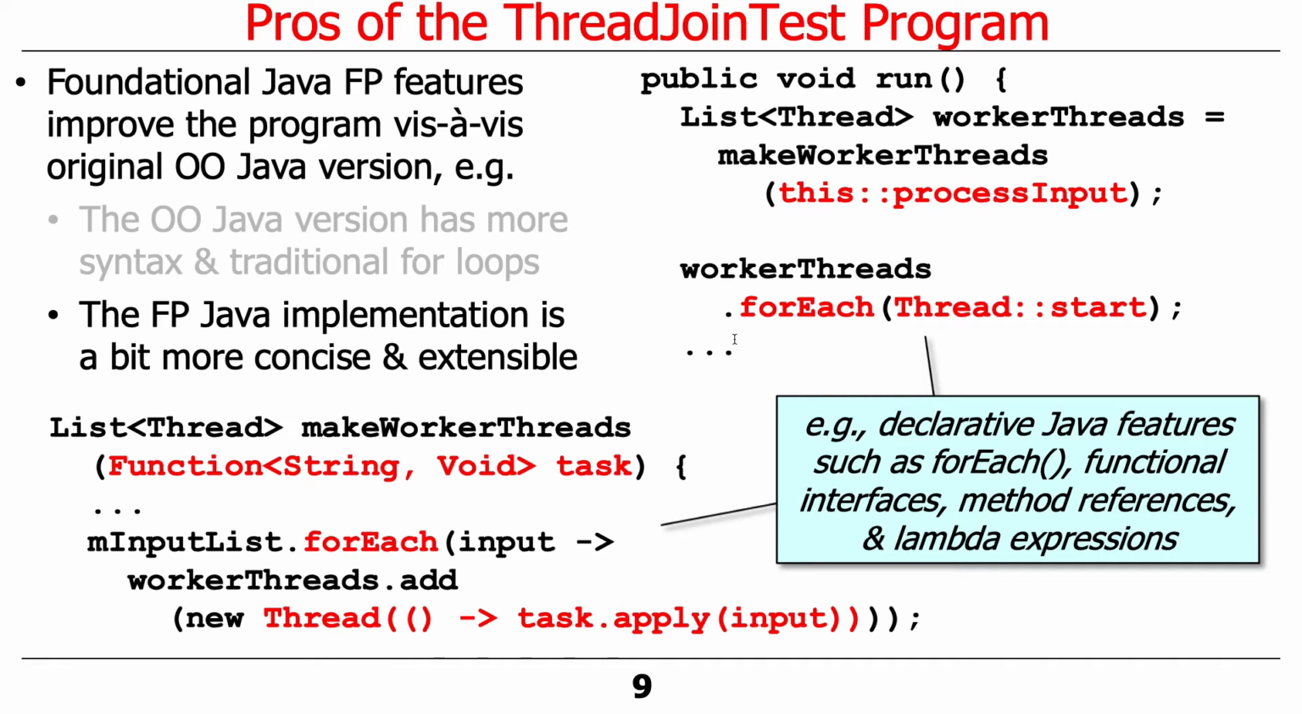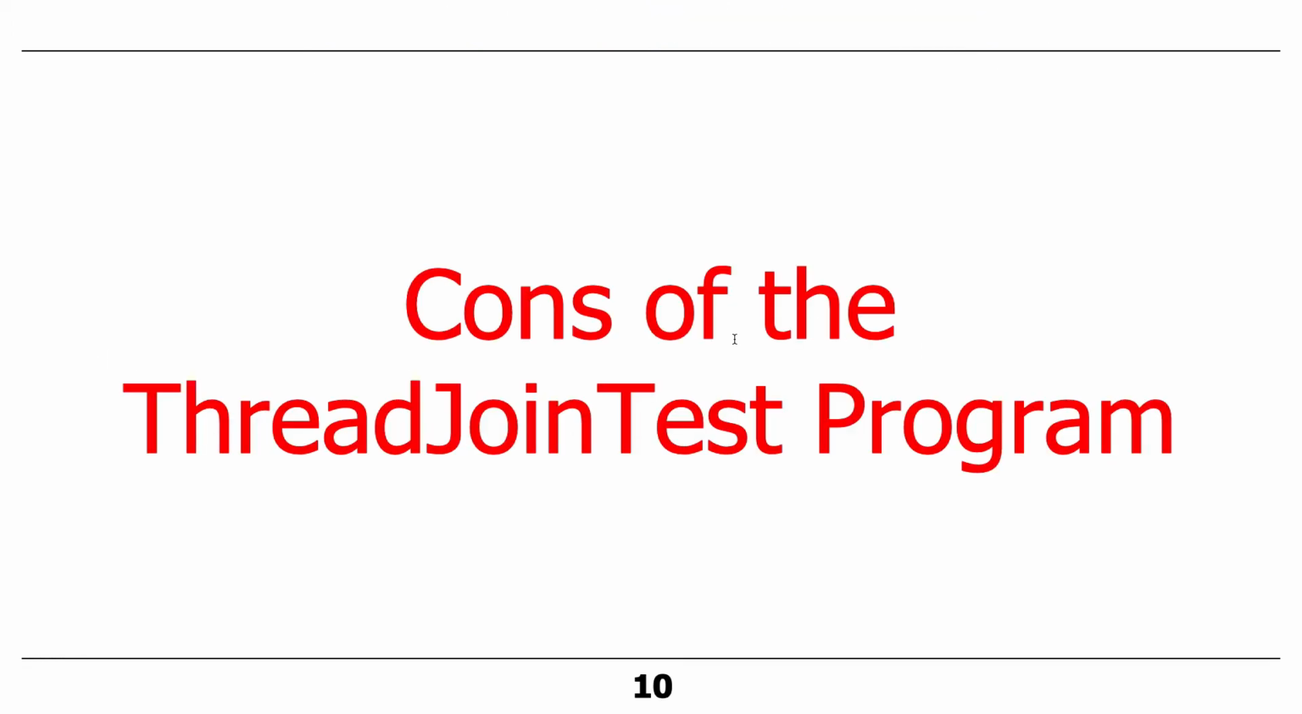Functional interfaces, method references, and lambda expressions make things cleaner, and also make things more parameterizable because we can pass in different methods here by reference and get the behavior of the makeWorkerThreads factory method to be a little cleaner, and so on and so forth. So it's just a win overall, makes things more concise. However, everything is not unicorns and rainbows.